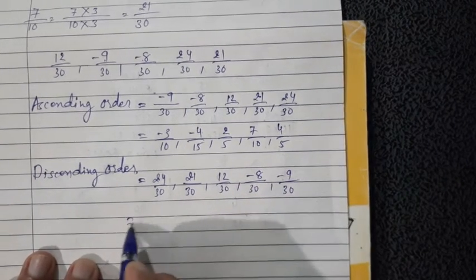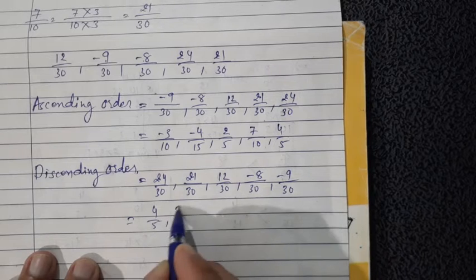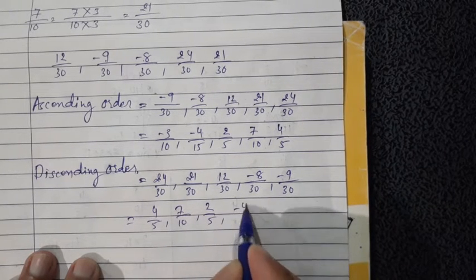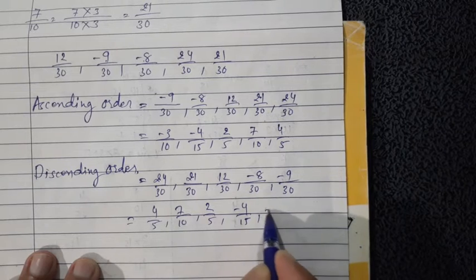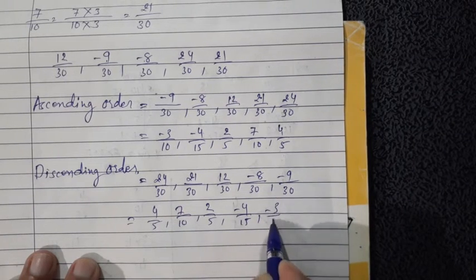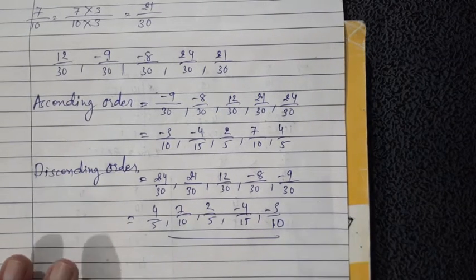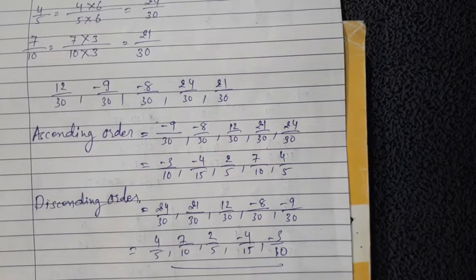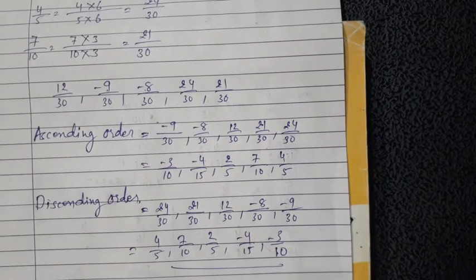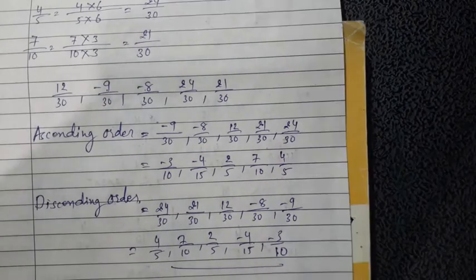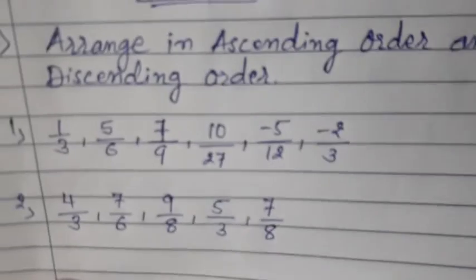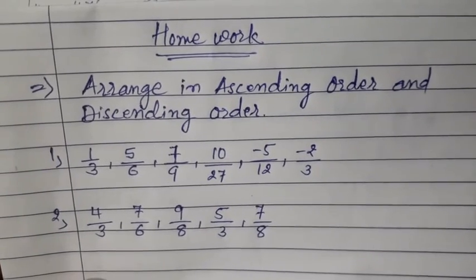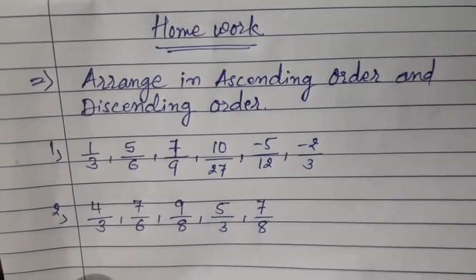Now write down the original numbers. So 4 upon 5, 7 upon 10, 2 upon 5, minus 4 upon 15 and minus 3 upon 10. That's your answer. So easy. Okay. Now homework. You just arrange these two sets of numbers in ascending and descending order. Okay. Thank you.